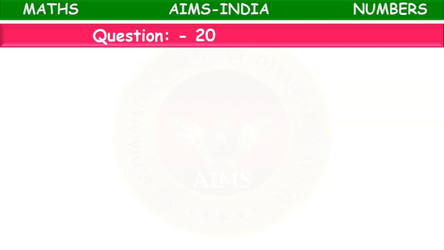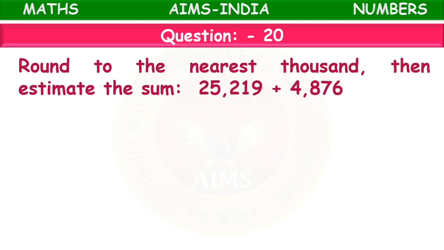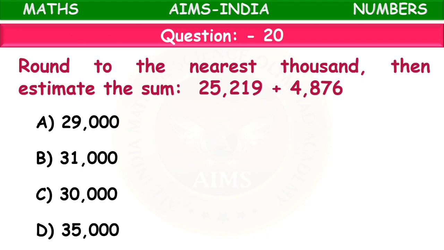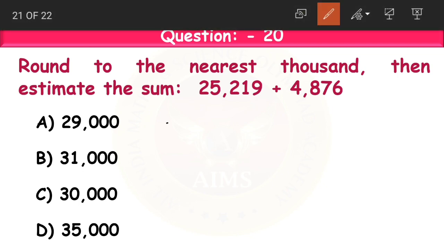Moving to the last question of the day. Question number 20. Round to the nearest thousand. Then estimate the sum. 25,219 plus 4,876. A. 29,000. Option B. 31,000. Option C. 30,000. And option D. 35,000.